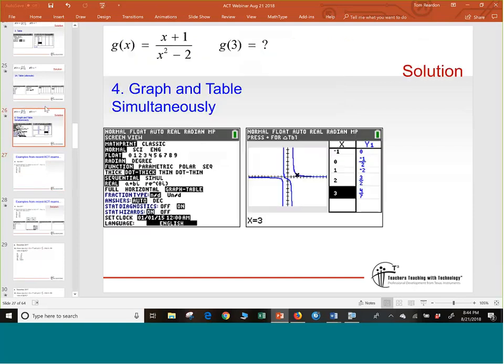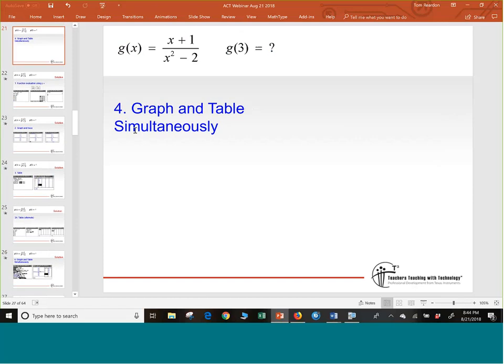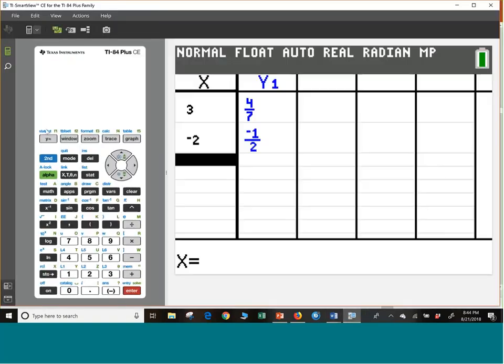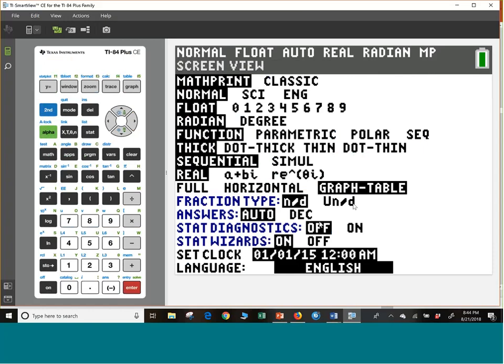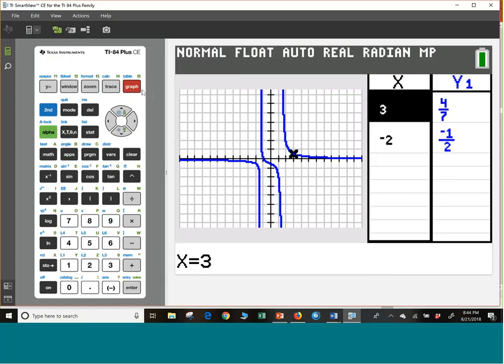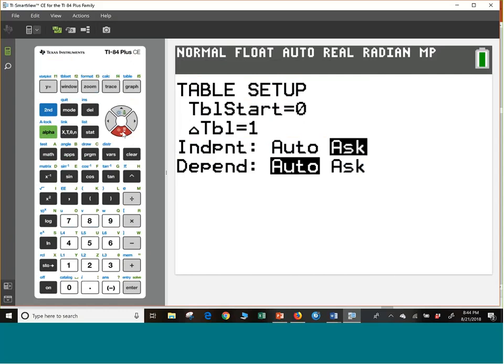So I also want to show graph and table simultaneously because this is one of my favorite things, and it's been around since the 81, old blue, but a lot of people forgot about it. So for this one here, I'm going to go to mode, and normally you're in full screen, but I'm going to turn right and go over to graph table. Now on the grayscale calculators, it will just say GT, just because there's not enough resolution, but it's there. And I'm going to press second graph, because really I'm in the, oh, I forgot to change my table. Sorry, let me go back and change my table so that I'm not in that ask mode.